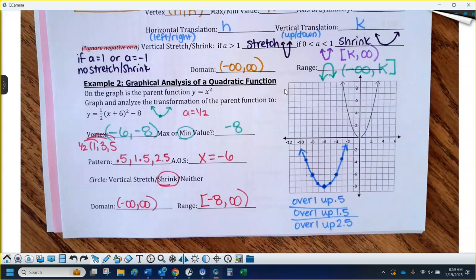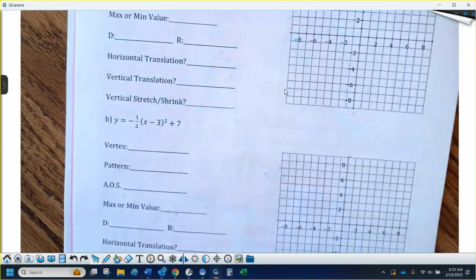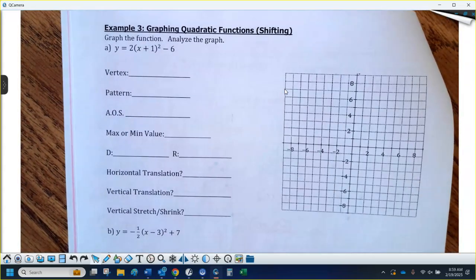Does anybody have a question? Okay, I'm just going to run you guys through 2 more graphs that have like a stretch or a shrink on them. Alright, so I have some kind of giant graphs on the back, forgive.